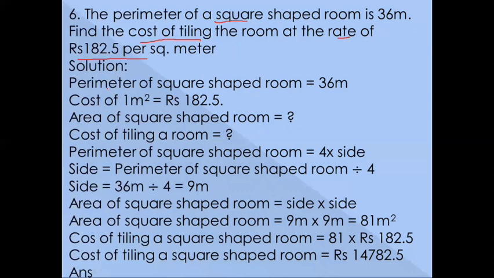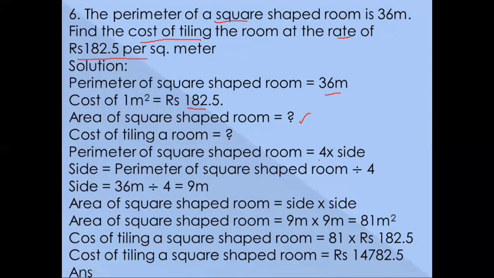Okay. Now here the perimeter of the square shaped room is given. From this we will find the measurement of one side. Dear students, this value will be used at the end when we find the area. The area of a square shaped room is the question mark. We need to calculate it. The cost of tiling the room is another part that we will do after finding the area.